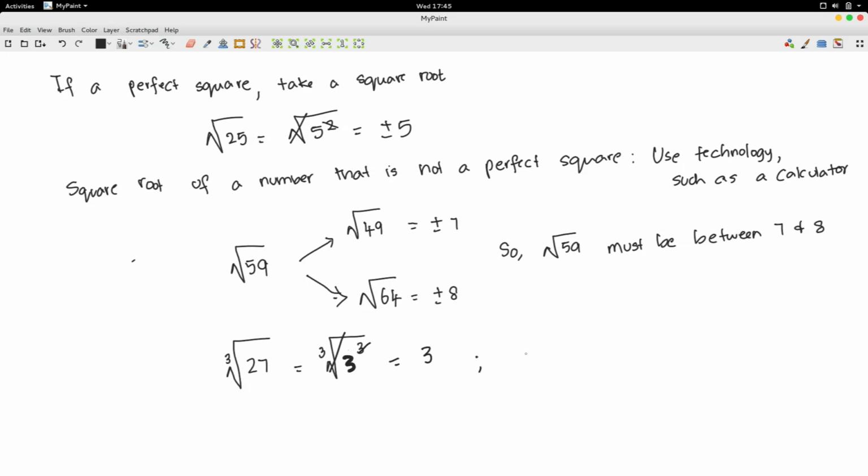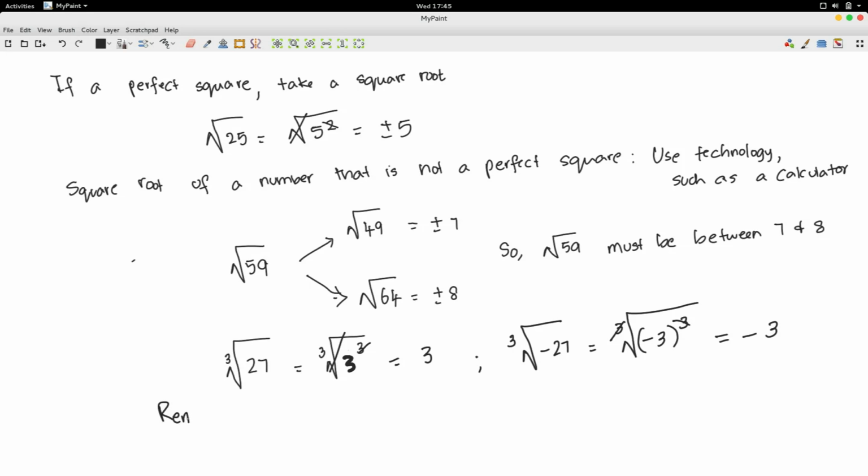You can take the cube root of a negative number. You can write the cube root of negative 27 as minus 3 cube. The cube and the root will get cancelled. The resulting answer is a negative number.